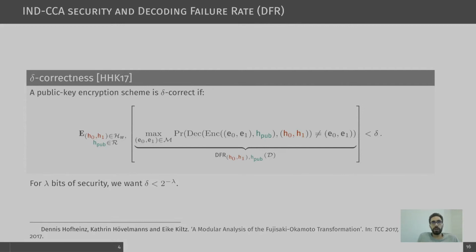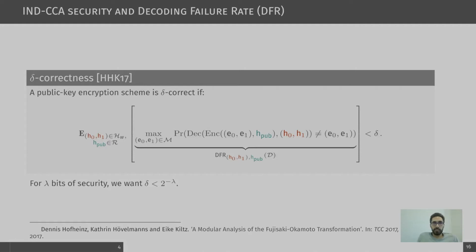So now, why do we have to pay attention to the decoding failure rate for BIKE? It's because it uses the Fujisaki-Okamoto transformation to provide IND-CCA security. And if you look at the analysis by Hofheinz, Hövelmanns, and Kiltz of this transformation, they show that you need to have an encryption scheme that is delta-correct, and delta should be less than 2 to the minus lambda.